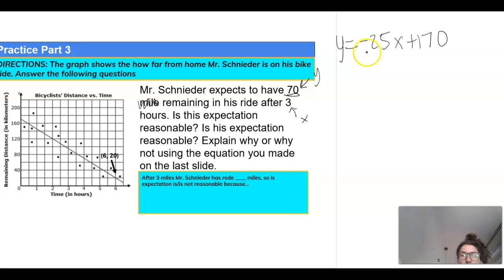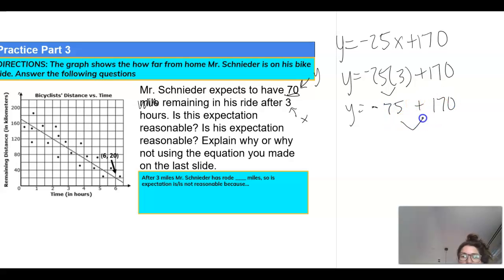I'm going to plug in the 3 for x, so y equals negative 25 times 3 plus 170. Negative 25 times 3 is negative 75, plus 170. That's 170 minus 75, and that's going to give me 95. So he predicted 75 kilometers, but what I'm finding is that he'll have 95 kilometers. So we're going to have to change this to say that his expectation is not reasonable because he'll have about 95 kilometers.